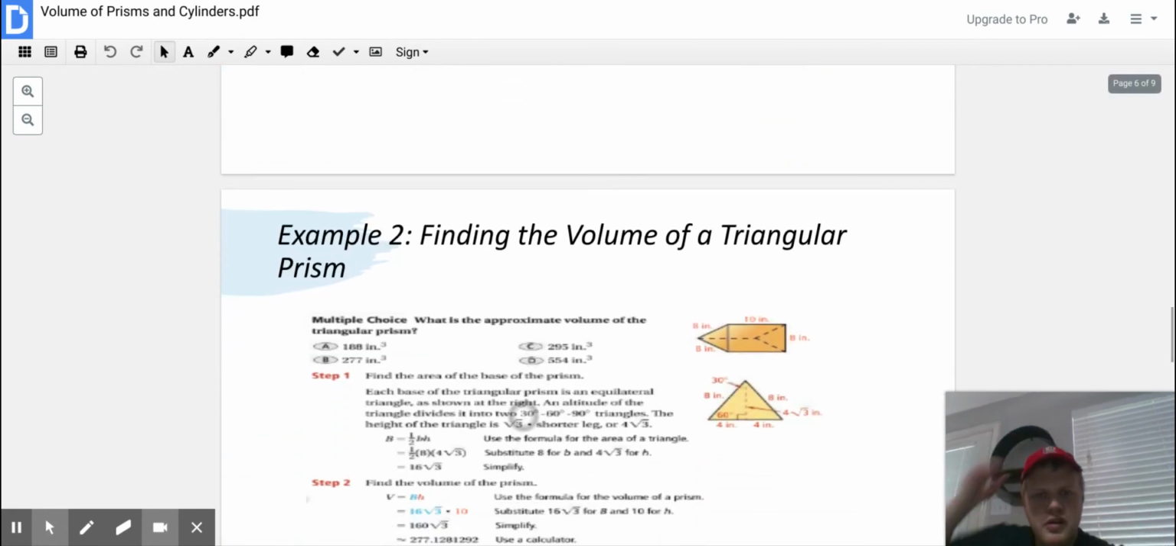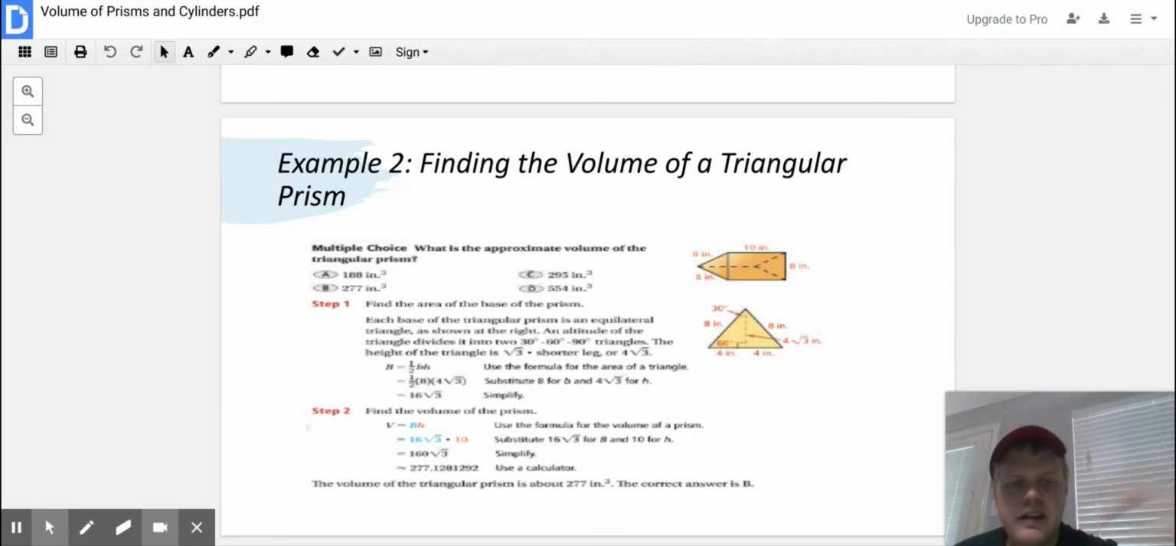Example 2, finding the volume of a triangular prism. They tell you what kind of base we should be looking at here. If I hear the word triangular prism, that means our base is the triangle. So my first step here is to find the area of the base.